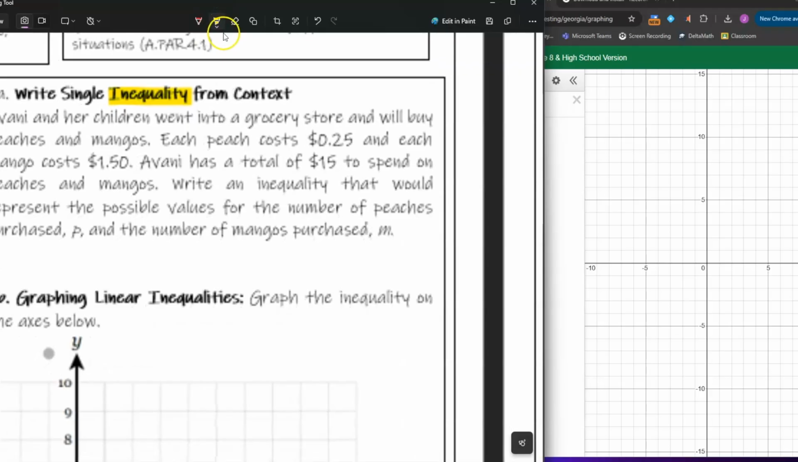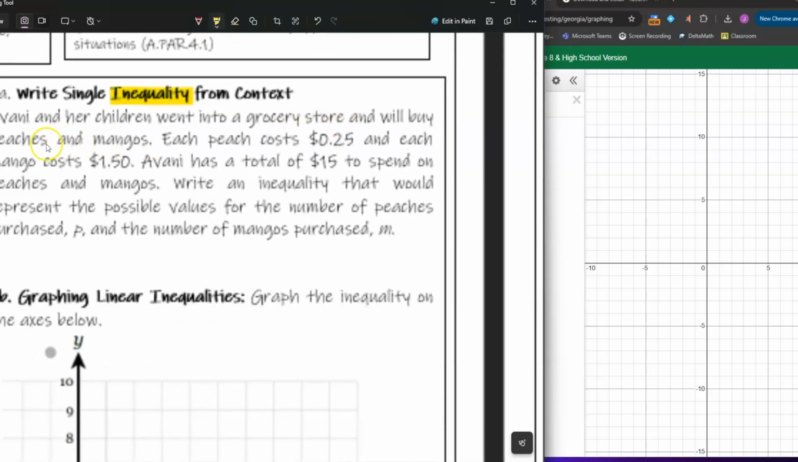So Avani and her children went into the grocery store. They're going to buy peaches and mangoes. Boom, P and M. Each peach costs $0.25. So anytime I have a number, I'm going to highlight it with my keyword. So a peach is $0.25. Each mango costs $1.50. Avani has a total of $15. So I'm highlighting my keyword total as well, to spend on the peaches or mangoes. And before we start, if I have 15 bucks to spend on peaches and mangoes, do I have to spend all of it? Okay, just keep that in mind.